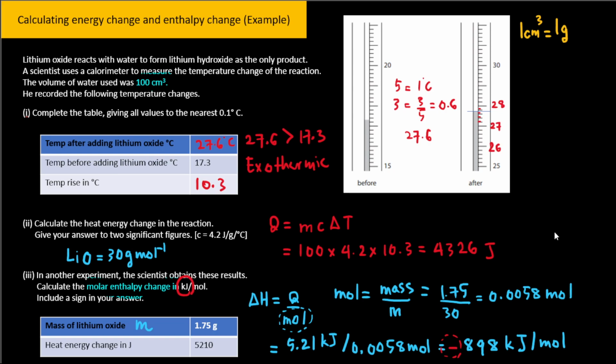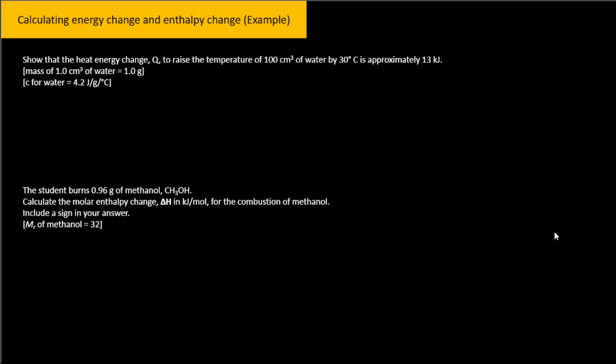All right, so let's do another simple problem. Show that the heat energy change Q to raise the temperature of 100 centimeter cube of water by 30 degrees Celsius is approximately this much. This is a show that question. You're given the mass of water and the specific heat capacity of water. So we're simply going to use this Q equals mc delta T equation, where your mass is 100 centimeter cube. 1 centimeter cube is 1 gram. So 100 centimeter cube would be 100 grams. And your C would be 4.2.